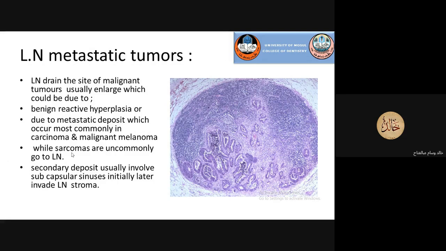These secondary deposits usually involve the subcapsular sinuses initially and later on involve the lymph node stroma. Because the afferent lymphatics enter the lymph node from the peripheral area, these glands will enter in the periphery at first, and with time they go inside the tissue of the lymph node.